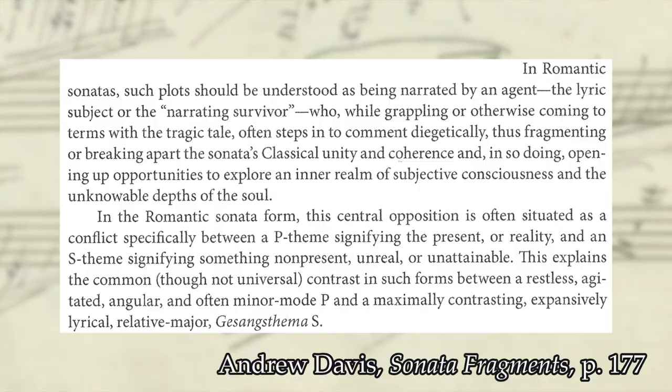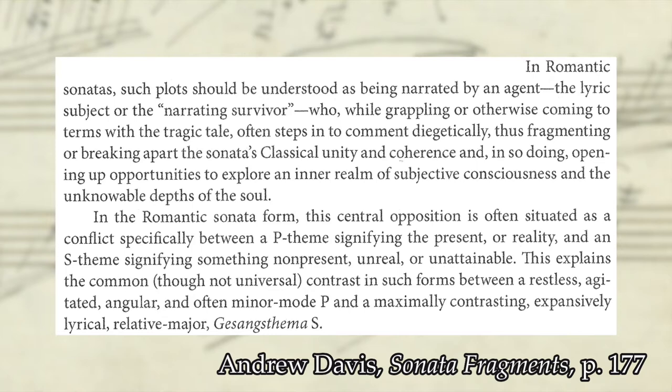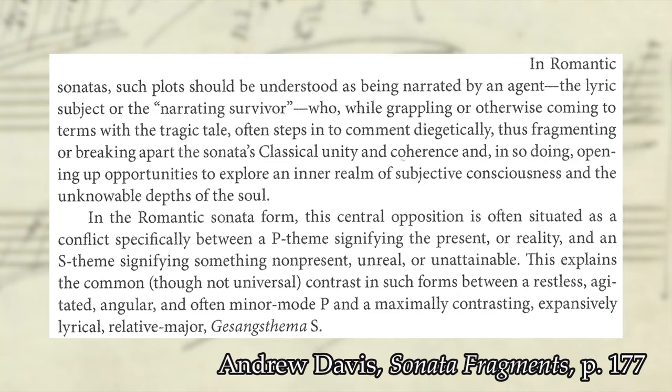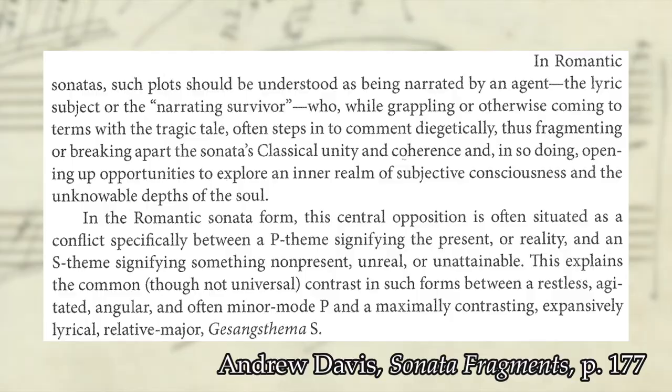The Romantic era sonata is still concerned with key relationships, but it's not the only binary oppositional force present in Davis's analysis. In the Romantic sonata form, Davis says, "This central opposition is often situated as a conflict, specifically between a primary theme signifying the present or reality, and a secondary theme signifying something non-present, unreal, or unattainable."